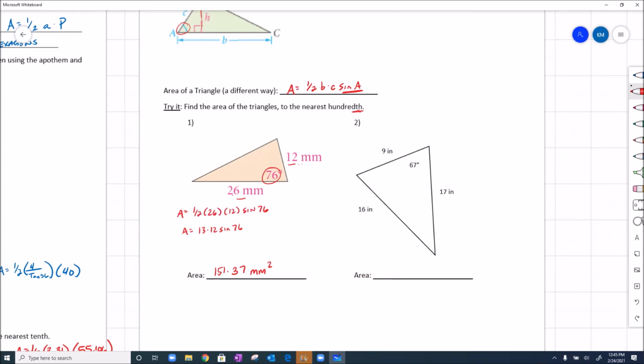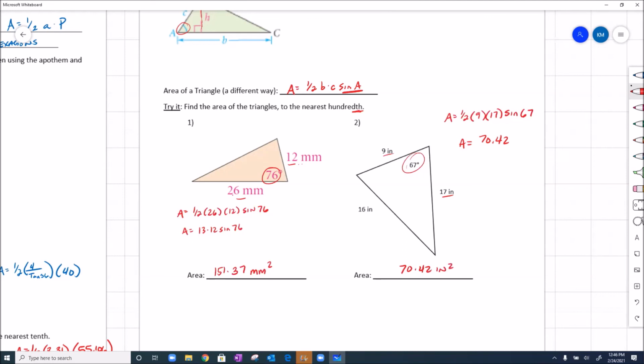Okay, number 2. Doing the same thing here. They give us a little bit more information, and really, it's more information that could throw us off, but we're going to remember that B and C are the sides that include the angle. So 1/2 times 9 times 17 times sine 67. As we do that, that gives us our area as 70.42 inches squared.